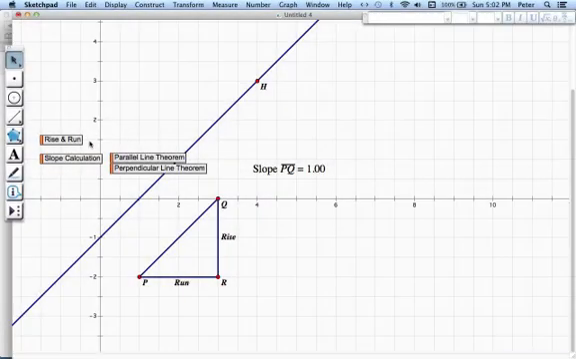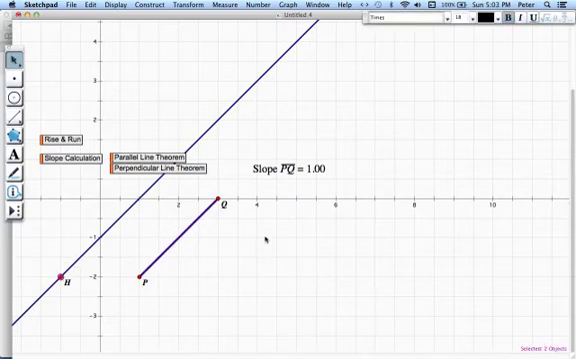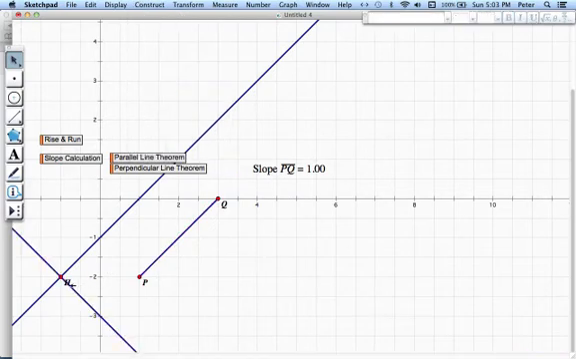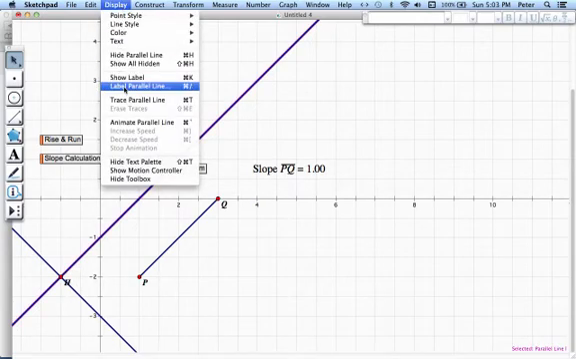Okay, well, let's take a look at what happens if a line is drawn through point H, but this time it's perpendicular to PQ. Now let's get rid of our rise and run here so it doesn't make it too confusing. So I'm going to take PQ and I'm going to construct a line parallel to H. I'm going to construct a line through H that's now perpendicular to it. Now let's see what we can learn about the slopes there.